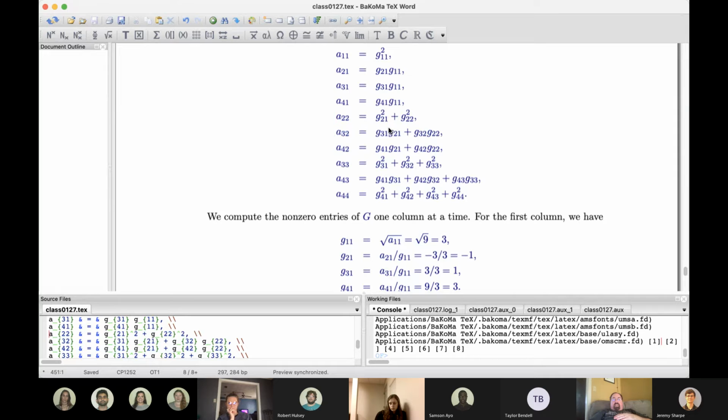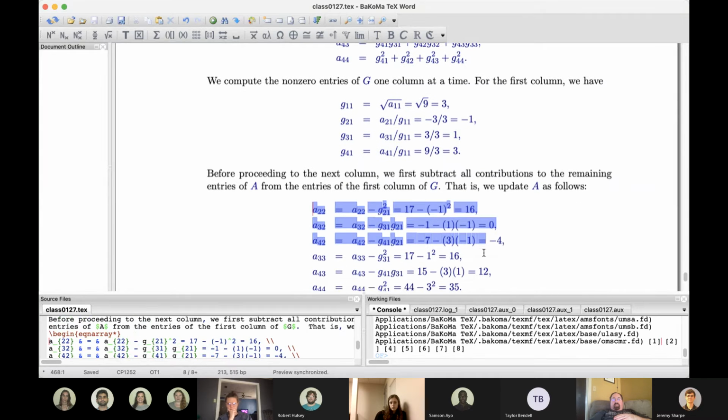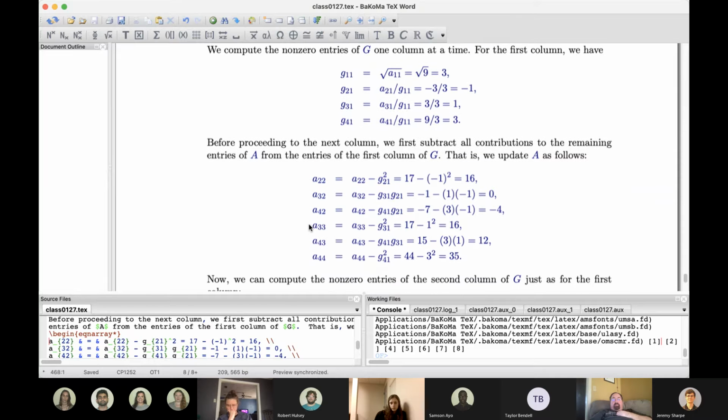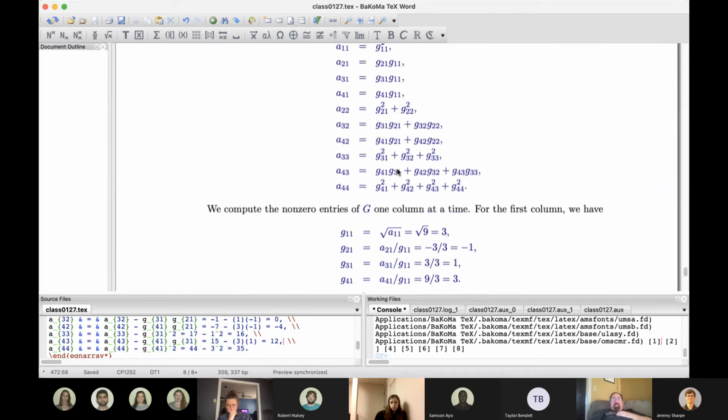Whatever came from the first column of G, I subtract off those contributions. That's what I do in these three lines right here. Then I update column 3 and column 4, again by subtracting off any contributions that came from the first column of G.